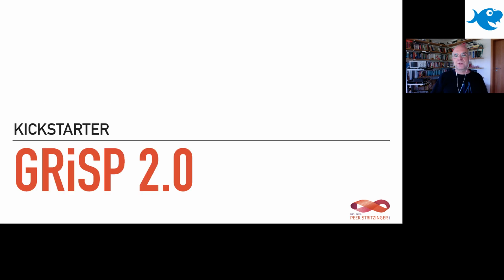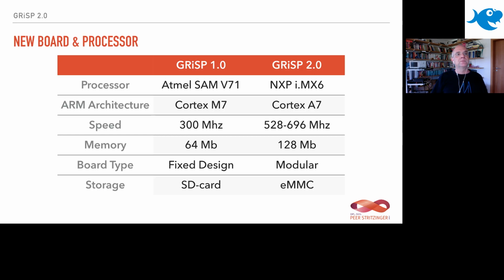A short word on GRiSP 2.0, which is not there yet. We are basically on the way making it, and we are running a Kickstarter to support this. So GRiSP 2 is basically an evolutionary change on GRiSP 1. We evolved the hardware, we fixed things that we didn't like, and we add features mainly.